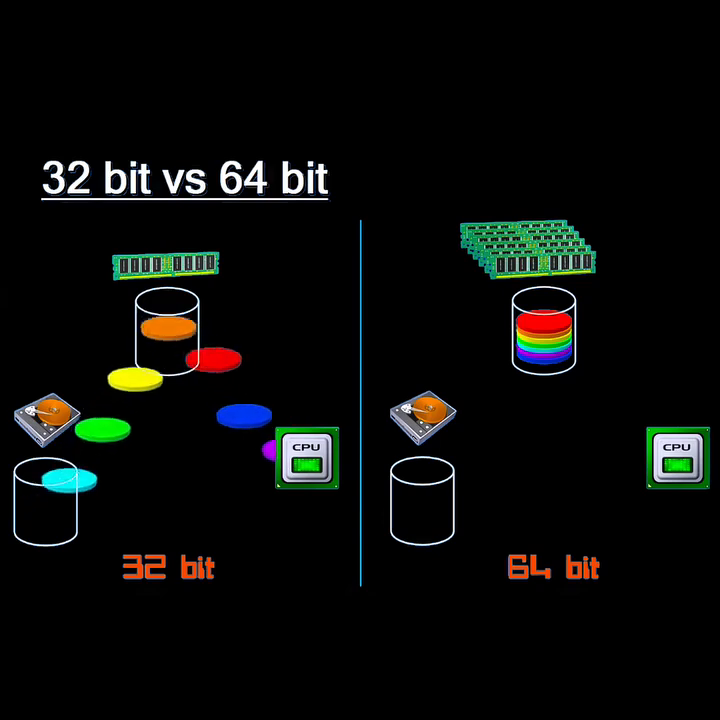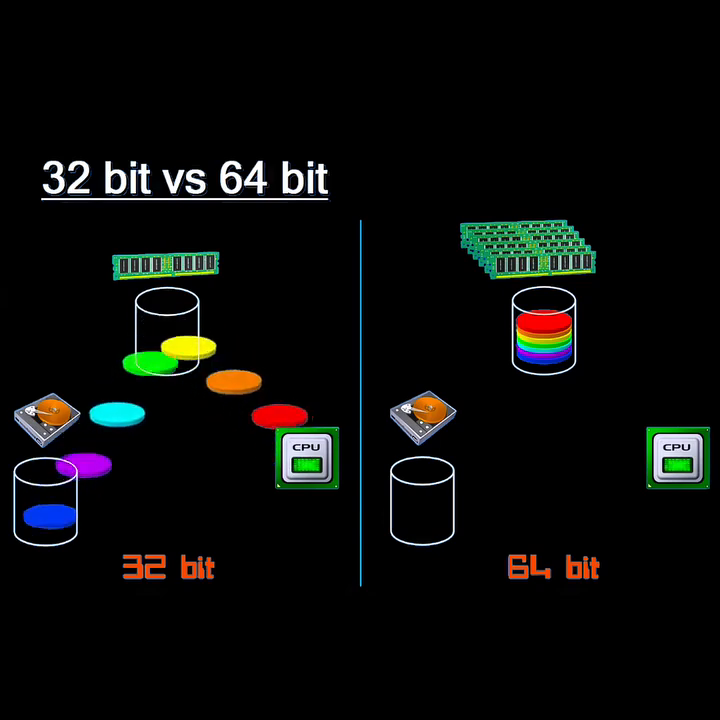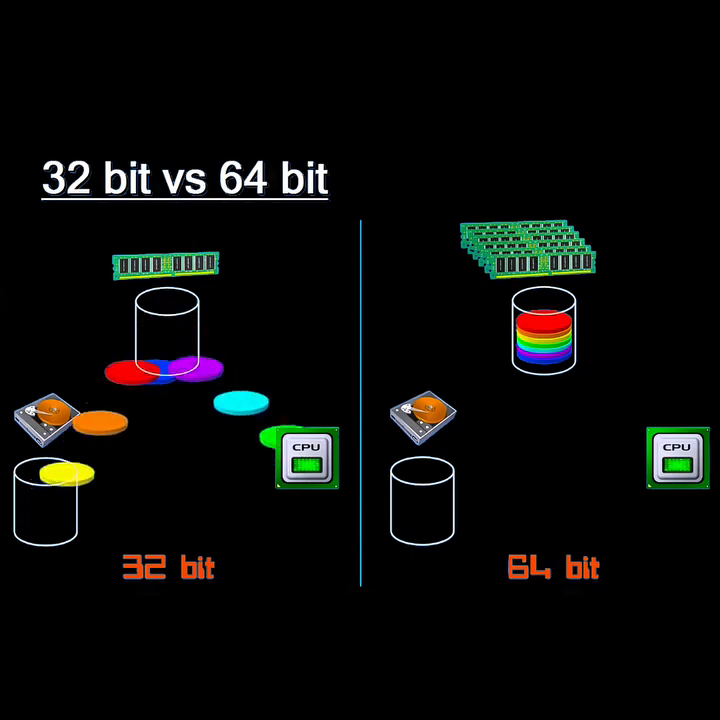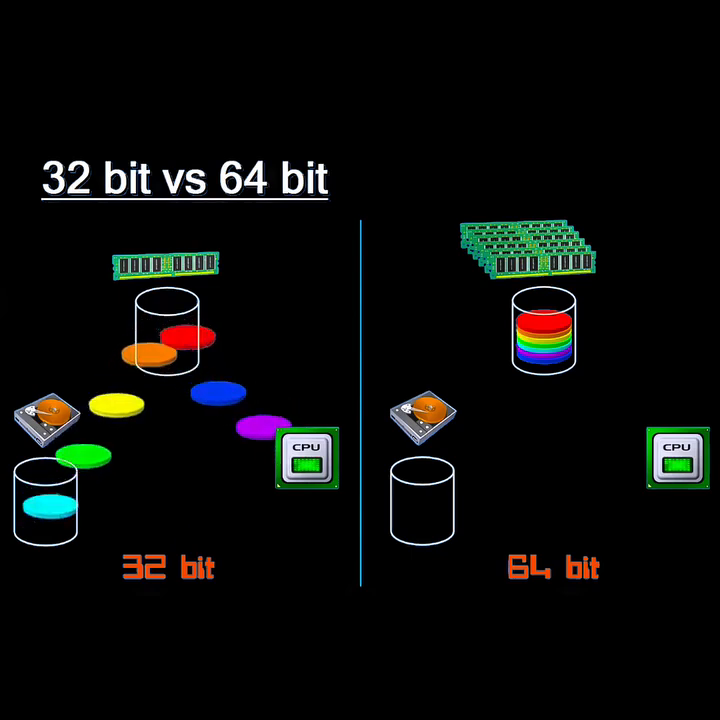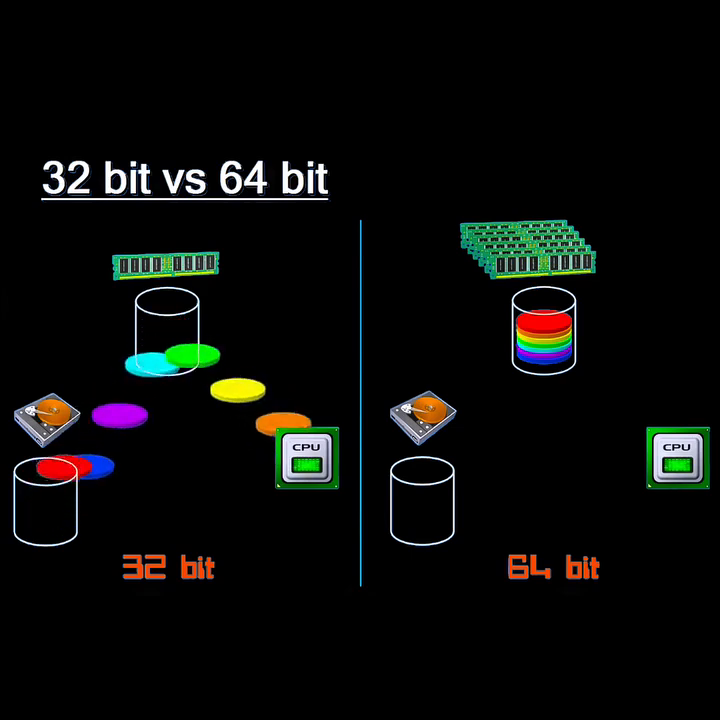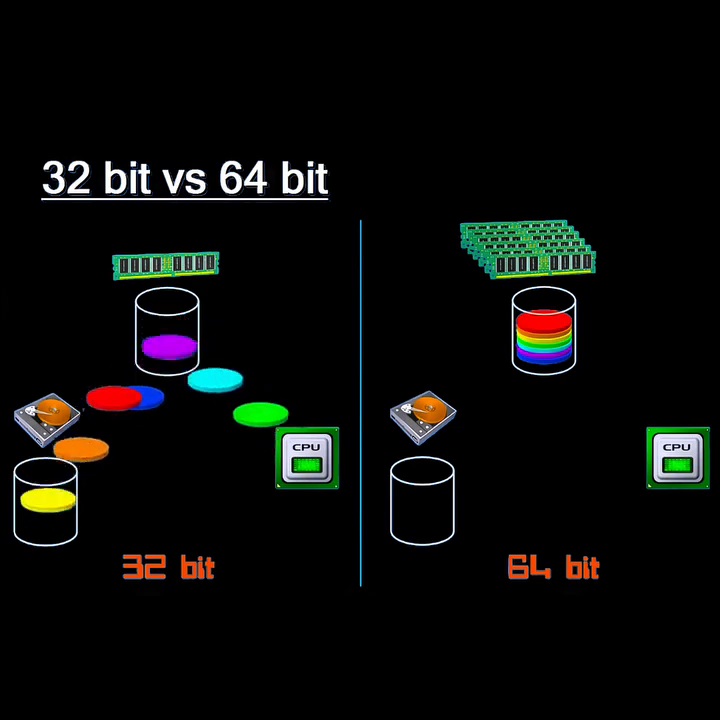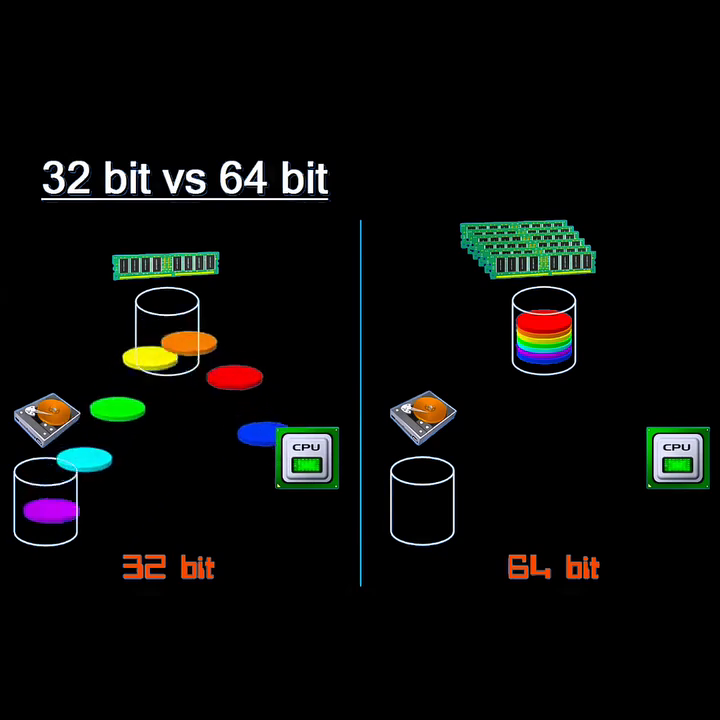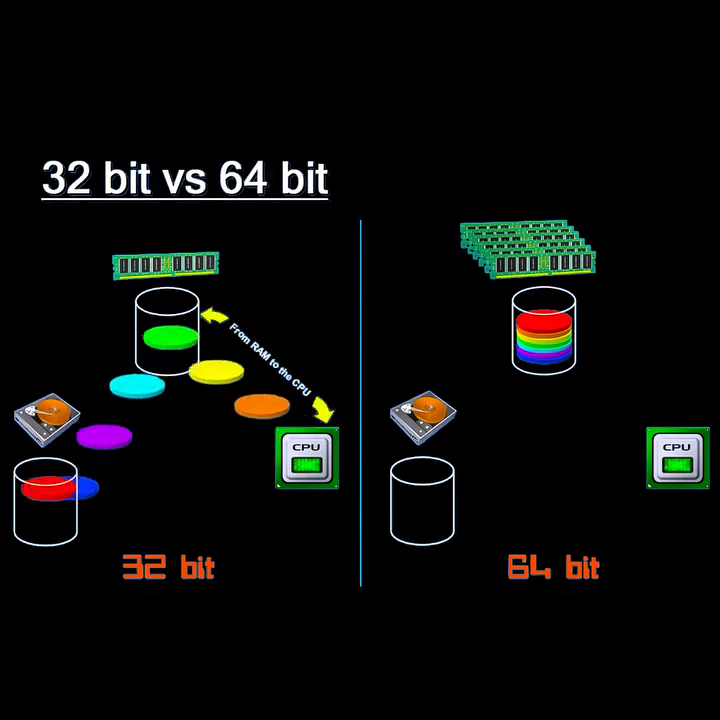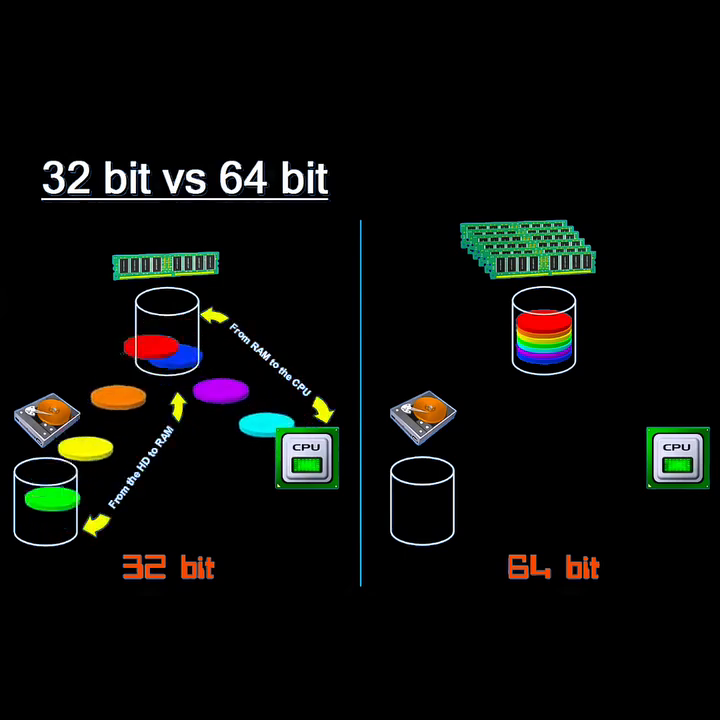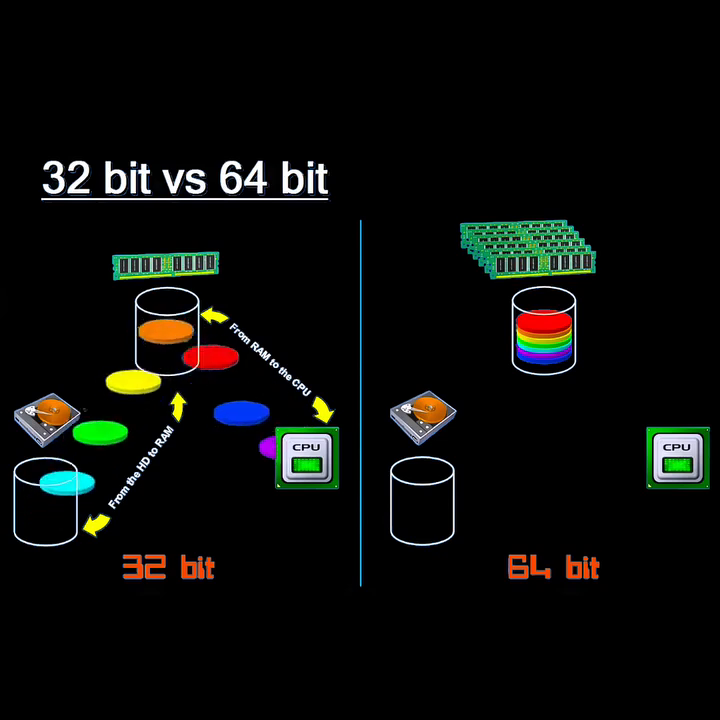Now in a 32-bit system, since the maximum amount of memory that it can support is 4 gigabytes, it may not be enough to hold all the data that the CPU needs to make the computer run as fast as possible. And when this happens, some of the data has to be kept on the slower hard drive to compensate for the low memory. So instead of data going from RAM to the CPU, it has to do extra work by going back to the slower hard drive. And when this happens, it slows down the computer.